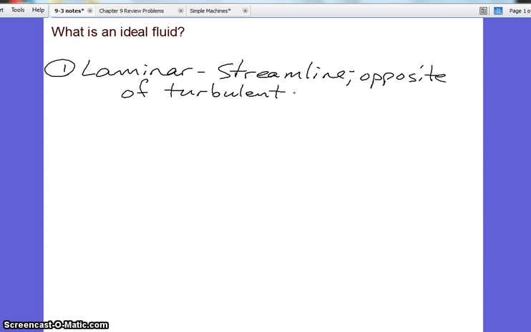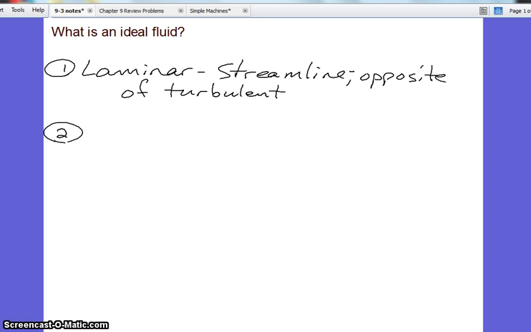To be laminar means that every particle that passes a particular point moves along the same smooth path traveled by the particles that passed that point earlier. In other words, it is predictable. We know the path of each particle because it moves right after the one that came before it.